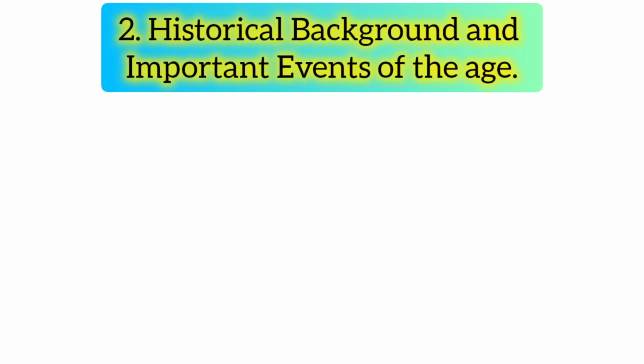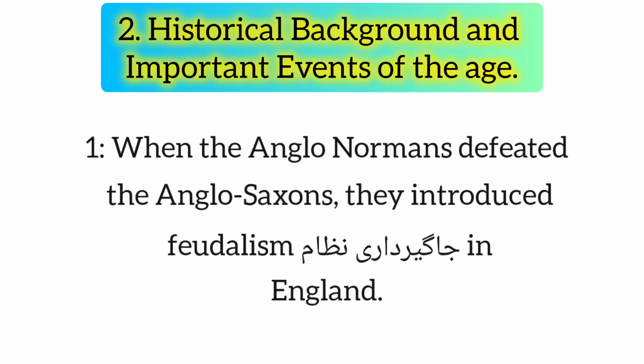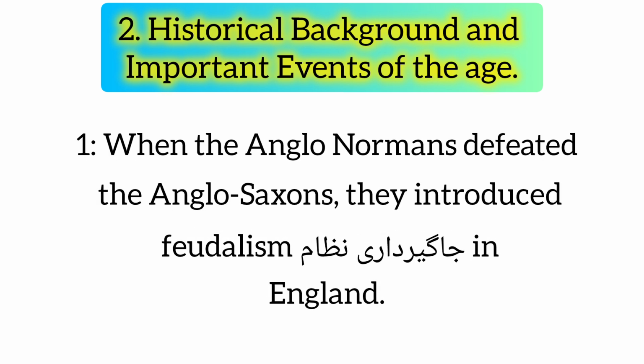Now let's discuss the second part of the video, which is the historical background and important events of the age. A few important things are to be kept in mind. Number first, when the Anglo-Normans defeated the Anglo-Saxons, they introduced feudalism in England. Feudalism का मतलब है जागीरदारी निज़ाम.